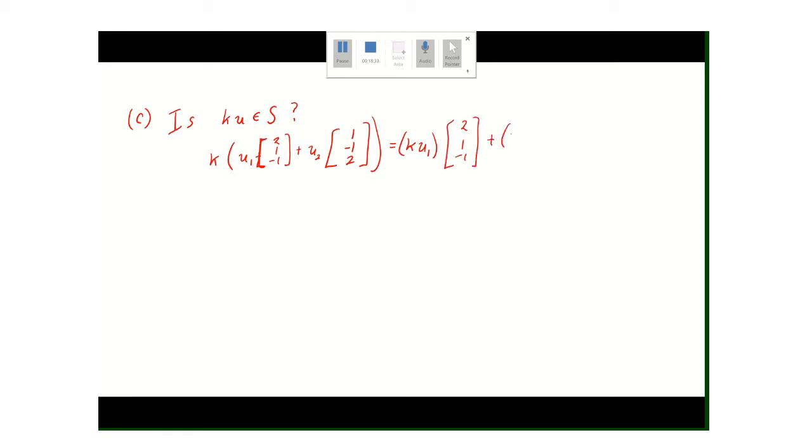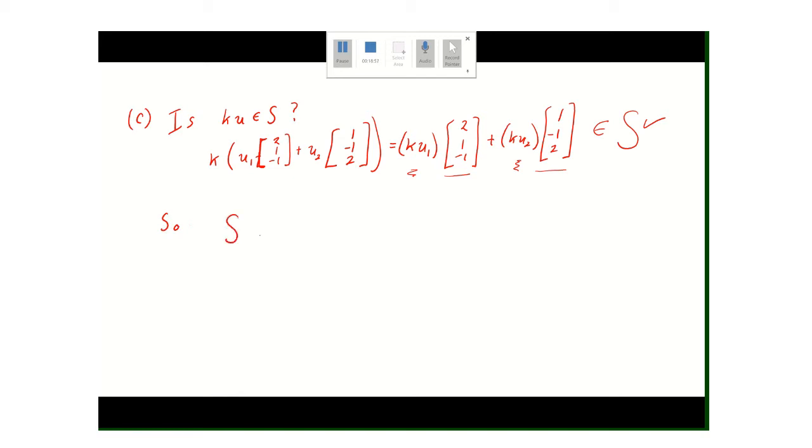Now what about my third condition? I have to show whether or not k times u is in S. Well, I know what u looks like, so k times u is equal to k times (u1 times (2, 1, -1) plus u2 times (1, -1, 2)). Rewrite it a little bit. That is ku1 times (2, 1, -1) plus k times u2 times (1, -1, 2). Well, what do I have here? I have a number times my first vector plus a number times my second vector. That is in the span. That's the definition of being in the span. So the third condition holds.